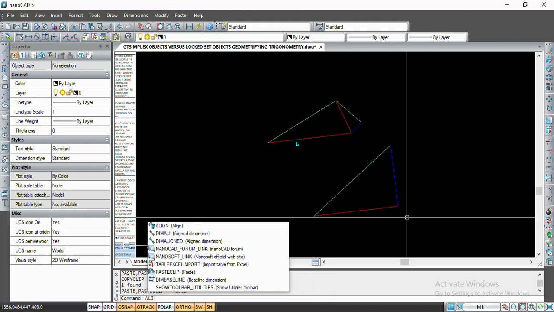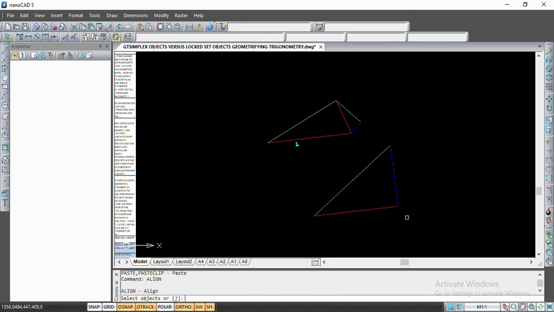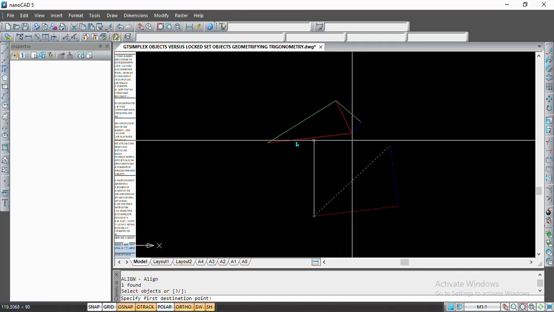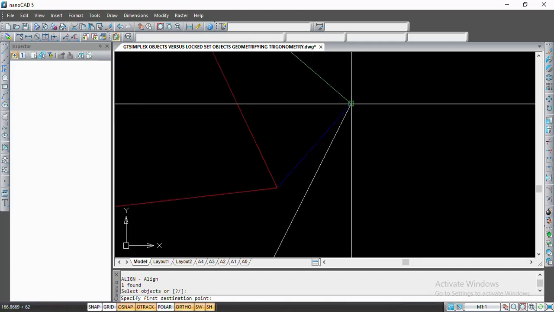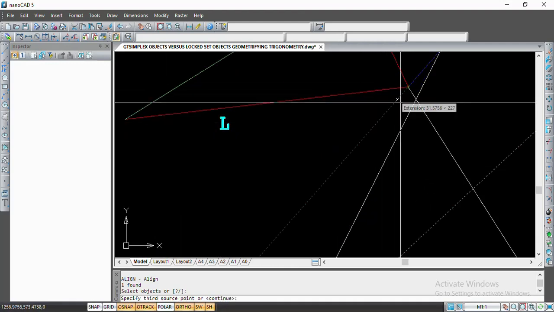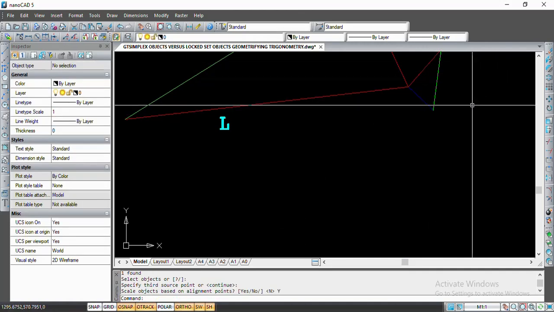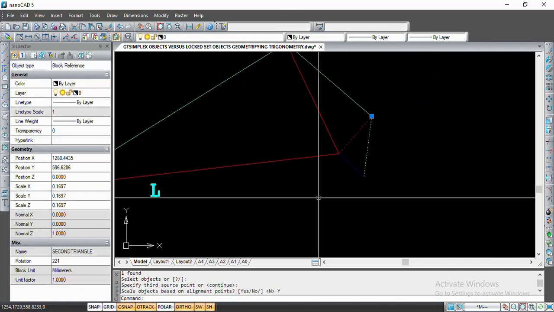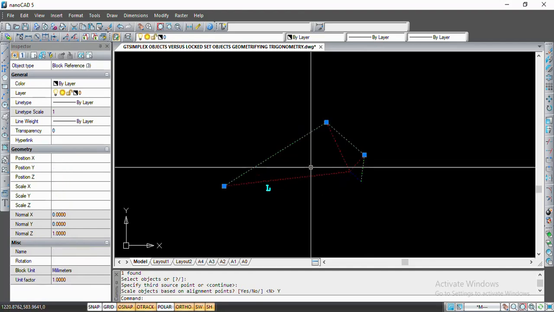Again we will do the align operation, and that is align and scale to fit. Suppose we are taking this as the input and we are gluing it with this point of the final output. Since we are doing it in 3D, we are not taking the third point. So I have just pressed enter and we are just scaling it. Now the output line segment has gone here, and this whole thing is now forming a Gtsimplex.